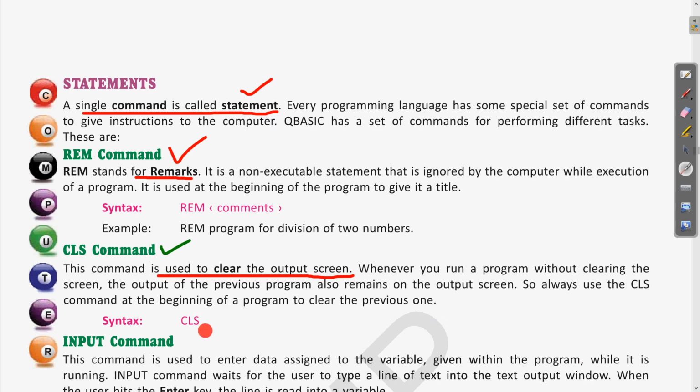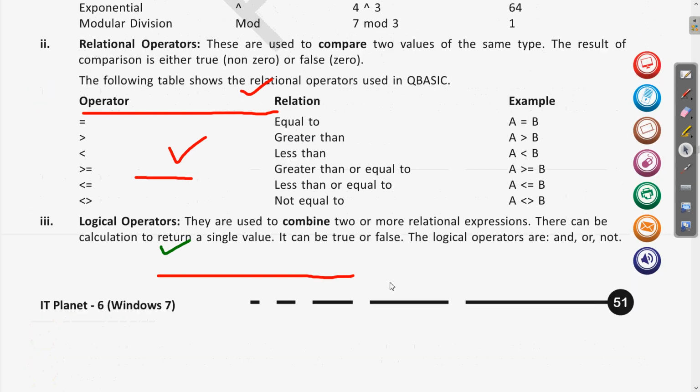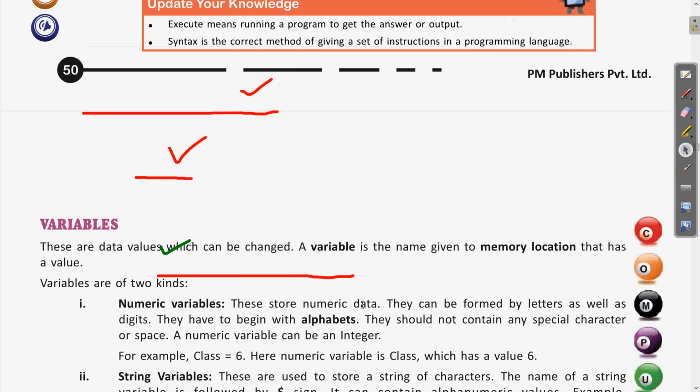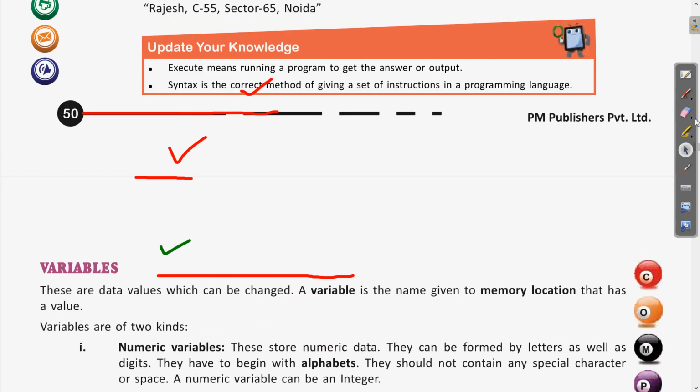So simply, what is the syntax of this? Syntax means, in each of these statements you can see a syntax written. Syntax means this is the way of writing that particular command. Clear? Before this we have also seen the meaning of syntax in the previous update your knowledge. Let us erase this first. Syntax is the correct method of giving a set of instructions in a programming language. So this tells you the correct method of writing that particular statement or command.